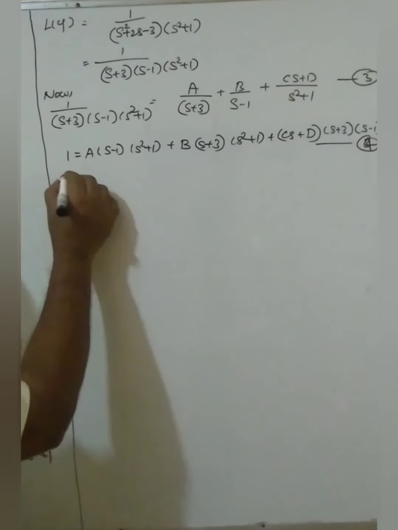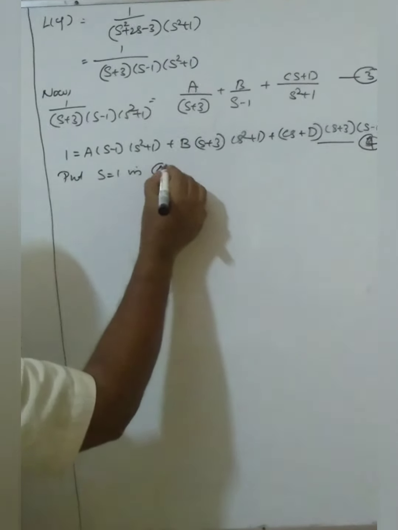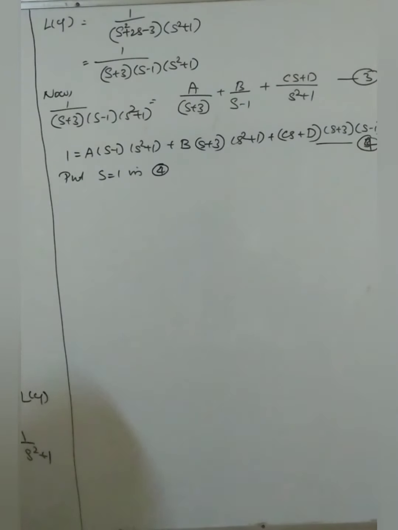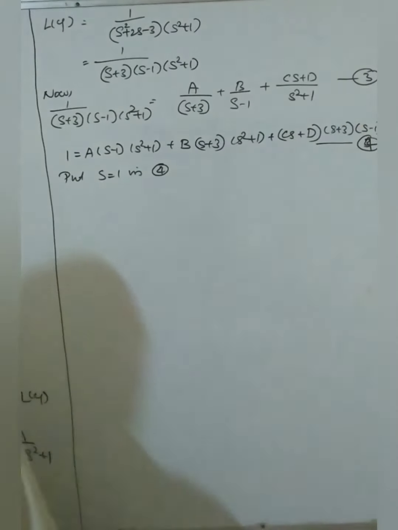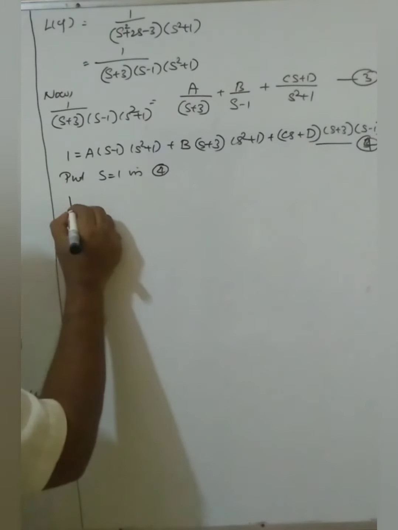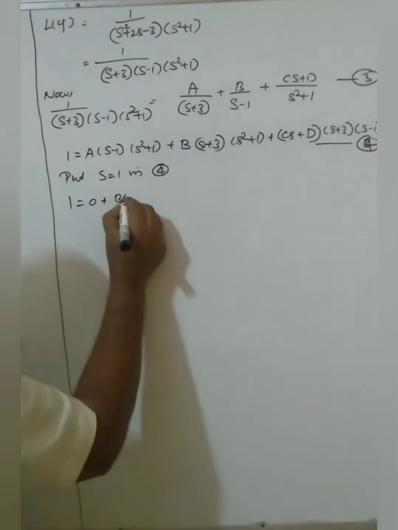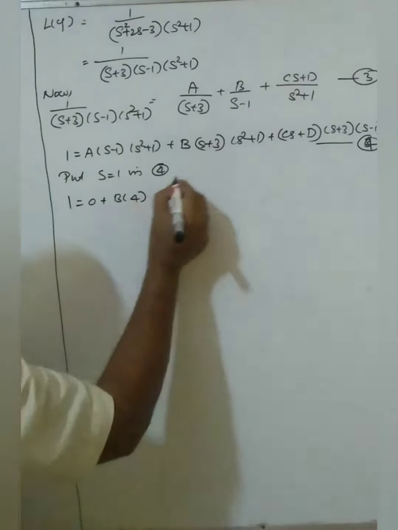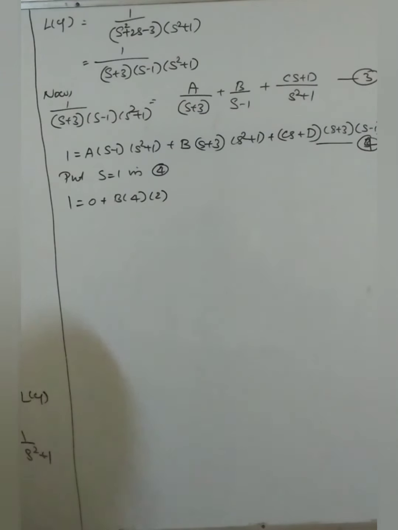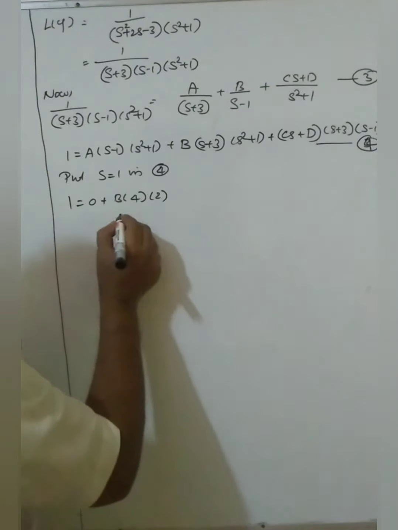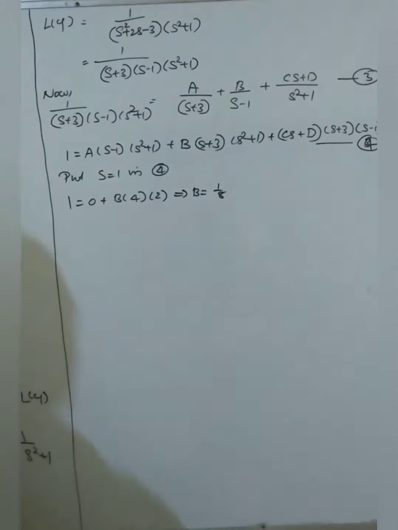Put s is equal to 1 in 4. This term contains s minus 1, this term contains s minus 1, that is 0. So 1 equal to only this term, so 0 plus b into 1 plus 3, that is equal to 4, into 1 plus 1, that is equal to 2. So that implies b is equal to 1 by 8.